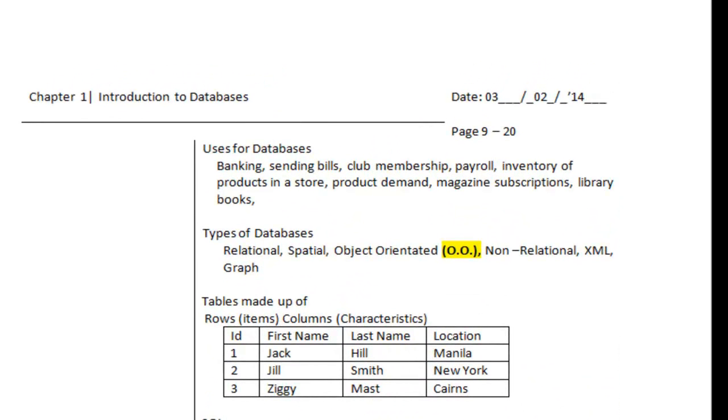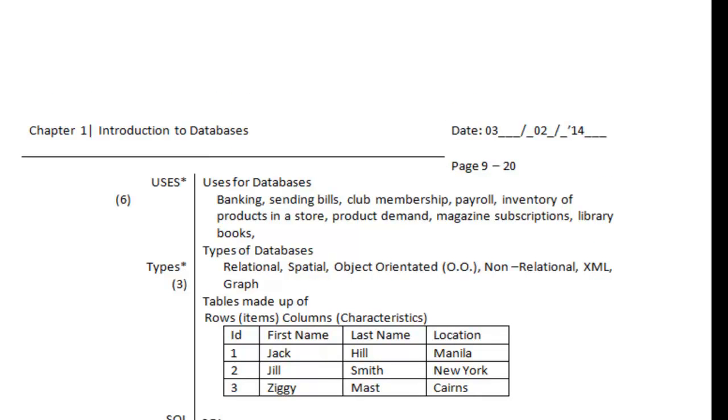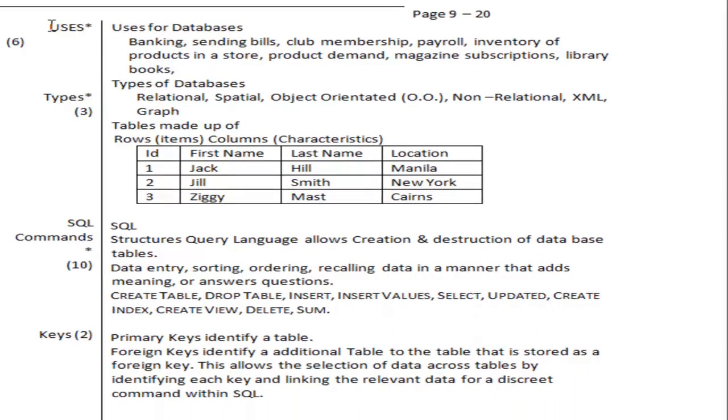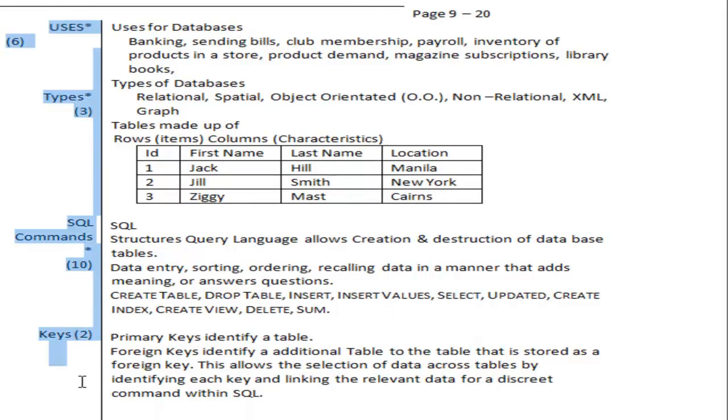Within an hour, ideally, if not within one day, I get a hold of these notes, and this is what I do. I rewrite them and I summarize them. And notice here's something new. I know from the lecture and from my course outline that I'm going to need to know 6 uses for a database, 3 types for the database, 10 SQL commands, and 2 keys. So let's see. Now, my summary is 3 or 4 lines.